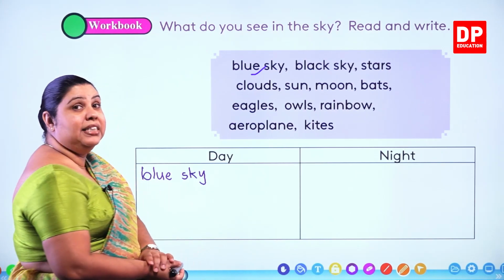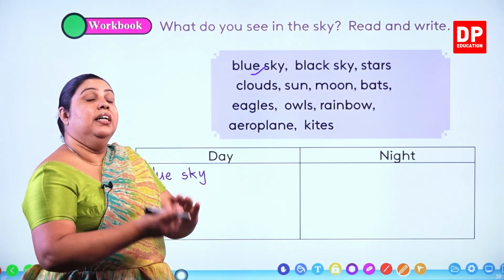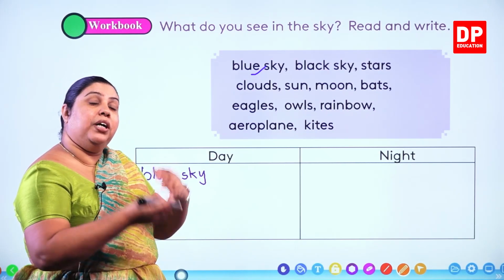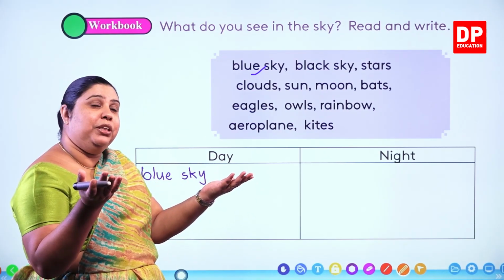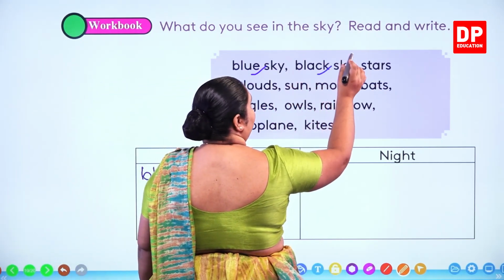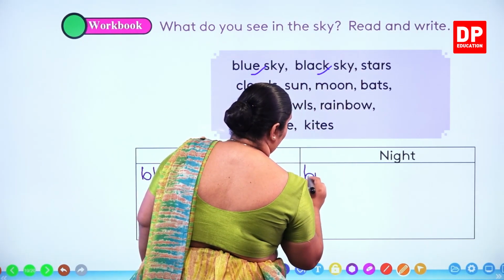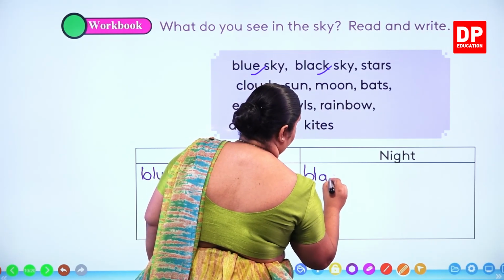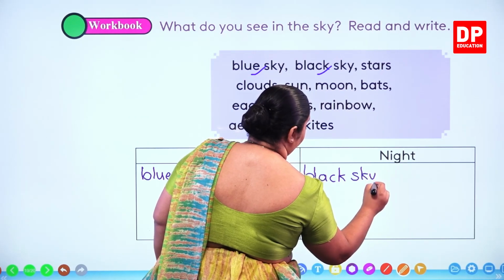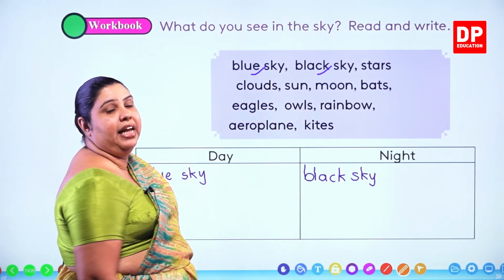Second one, black sky. අහස ලස්සනට නිල් පාටට පේන්නේ නැතුව කරුවල වෙලා පේන්නේ කොයි වෙලාවටද පුතේ? It's only during the night. So now we are going to write black sky over here. Black sky. Okay, right. So we are done with that.